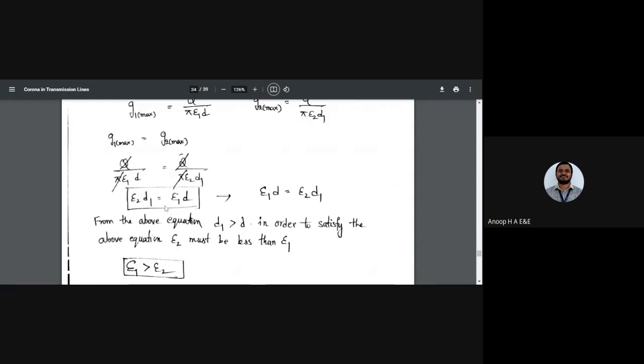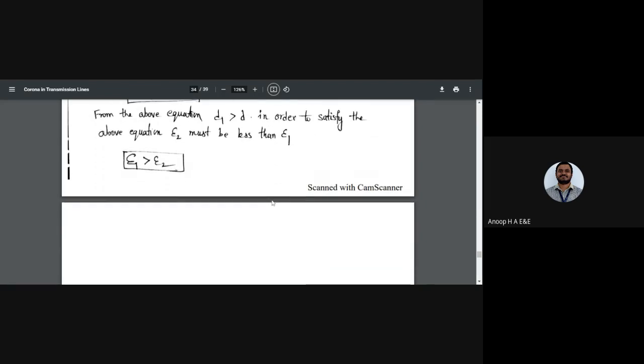So in order to satisfy this equation, epsilon 1 should be greater than epsilon 2, or epsilon 2 should be less than epsilon 1. I need to satisfy this equation. The construction of the cable is done and the diameters are already fixed. In order to change the dielectrics, I need to ensure that epsilon 1 is greater than epsilon 2, or epsilon 2 should be less than epsilon 1. So that is the condition for equal maximum stress.